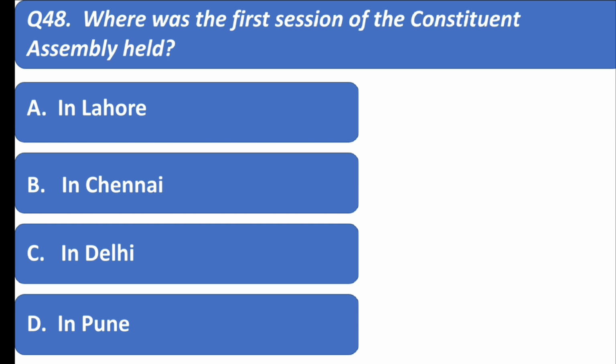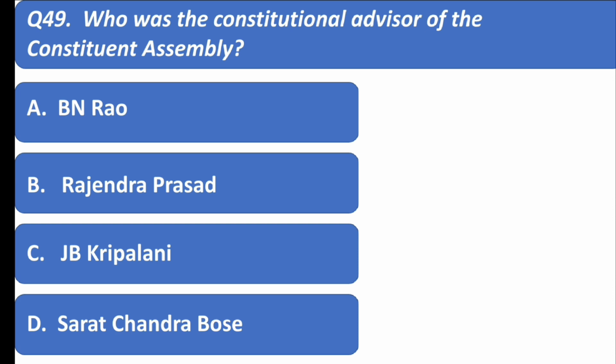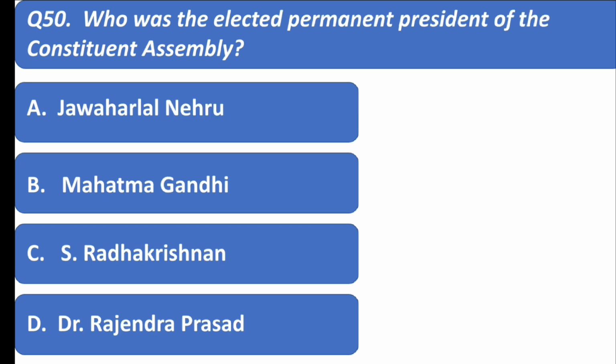Where was the first session of the Constituent Assembly held? Answer is option C, in Delhi. Who was the constitutional advisor of the Constituent Assembly? Answer is option A, B. N. Rao. Who was the elected permanent president of the Constituent Assembly? Answer is option D, Dr. Rajendra Prasad.